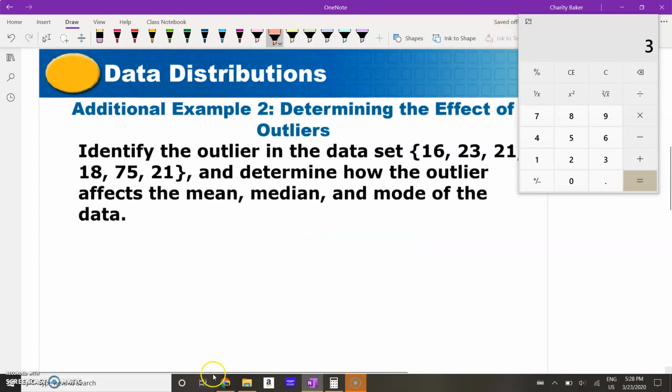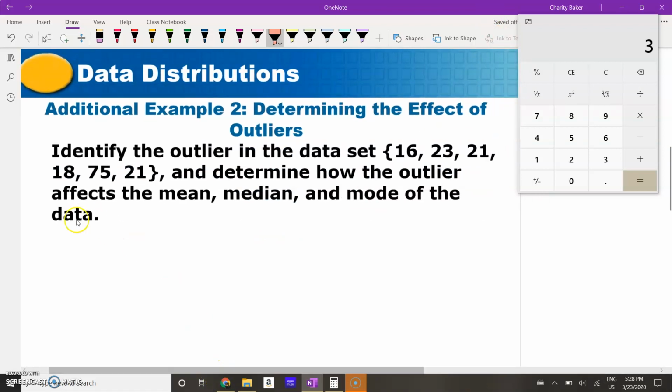So check that out there. Let's get everything on the screen. Identify the outlier. So our numbers are 16, 23, 21, 18, 75, and 21. So what we have here are some numbers that are very close together, and then one number, 75, that's far away from the others. Okay, and so we can call 75 the outlier.